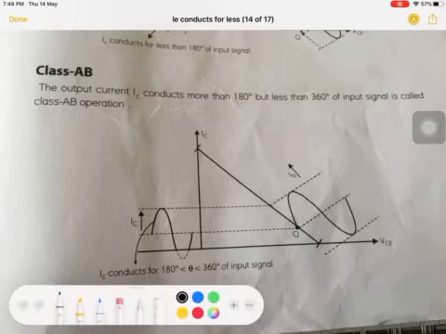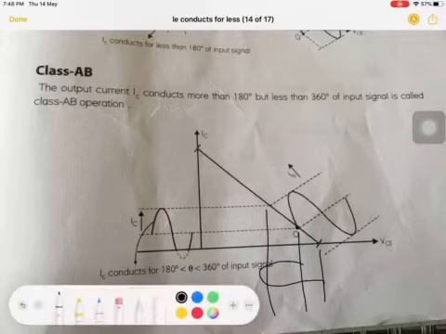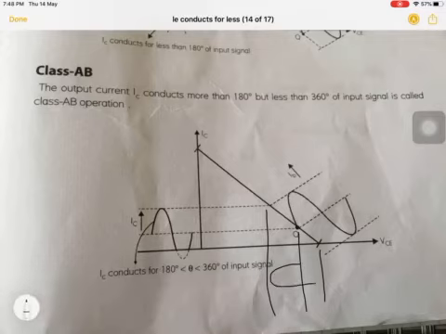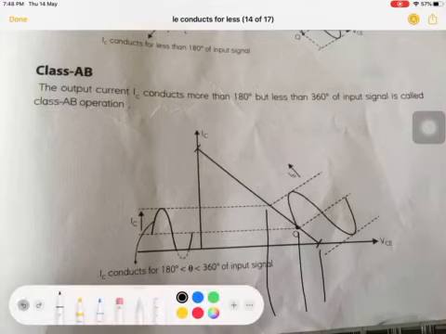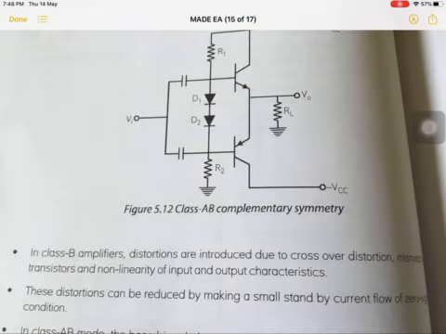Let me try to do it. These two will touch, so it will be the output waveform. So what we try to do is make the Q point in this direction. So what will happen because of this? How do we do that?